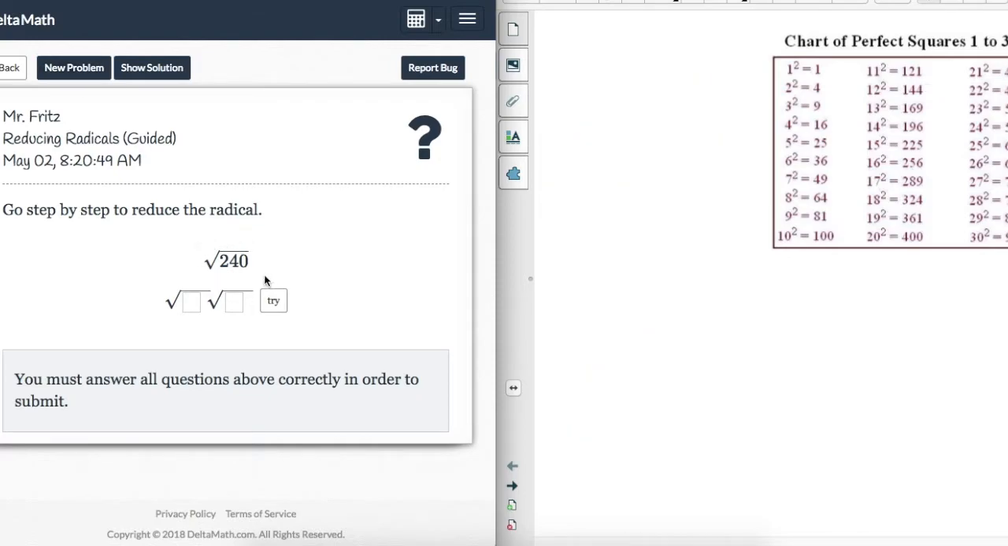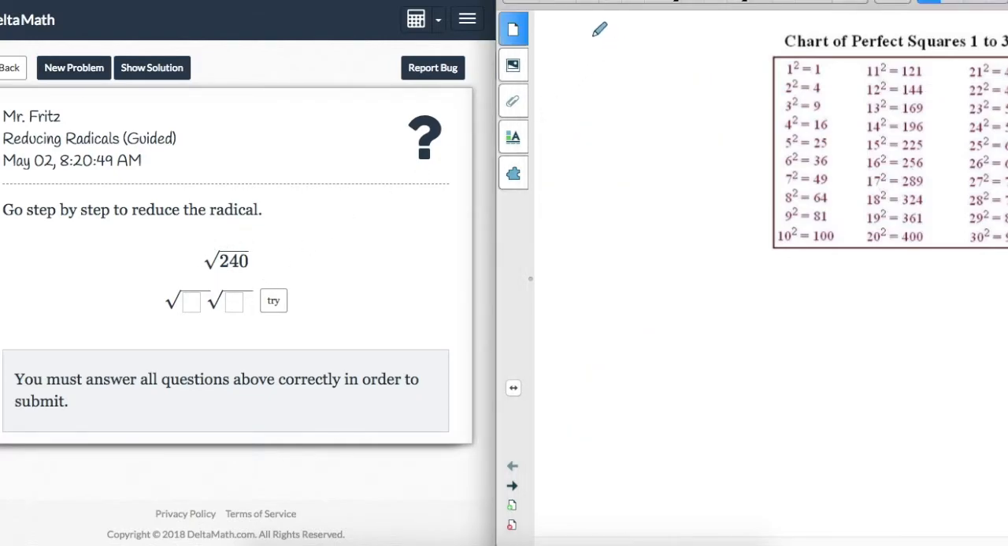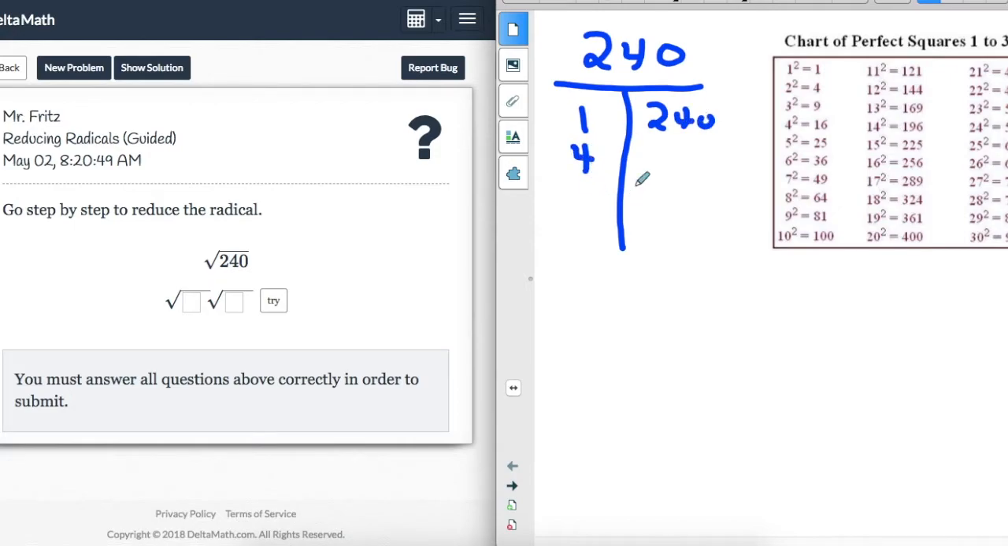So let's take the square root of 240. And what I want to do is find the factors of 240. And I can actually make my life a little bit easier by dividing by perfect squares. Since I'm interested in perfect squares that go into 240, let's use this perfect squares chart to see if they are factors. I want to see if 1 or 4 or 9 or 16, if those are factors of 240. So I know that 1 is a factor of 240. Let's find out if 4 is a factor of 240.